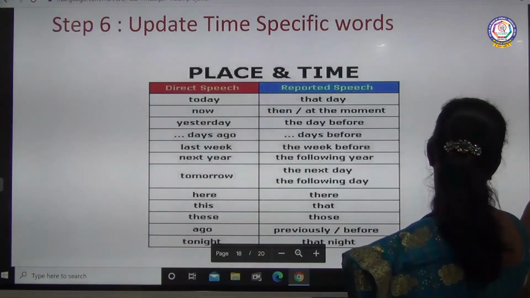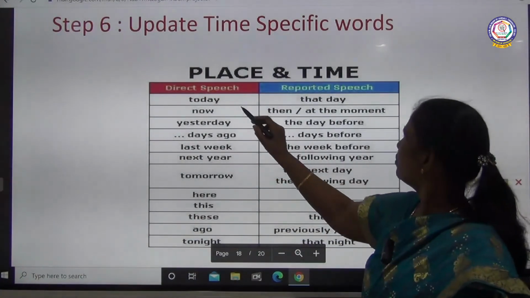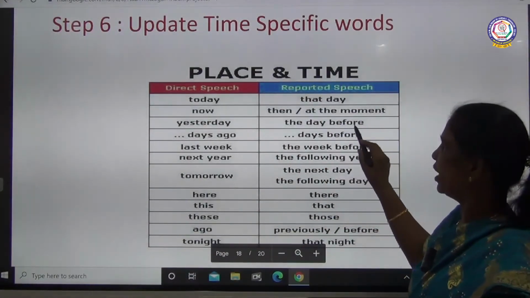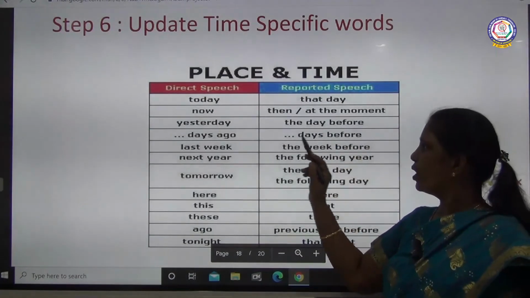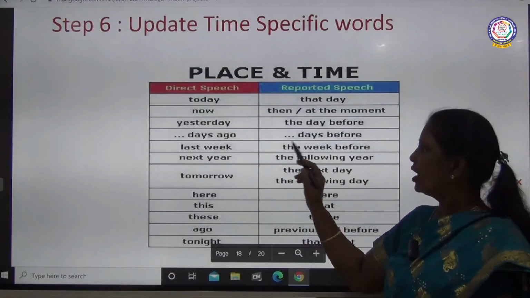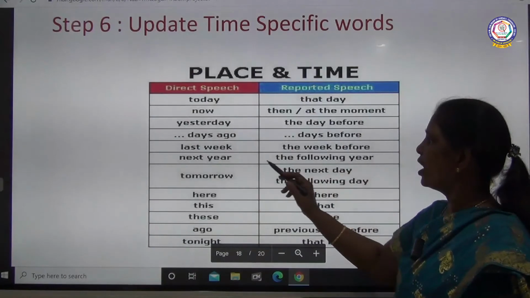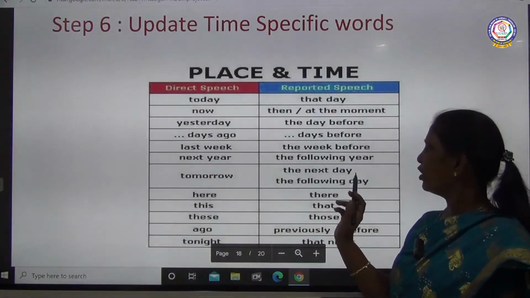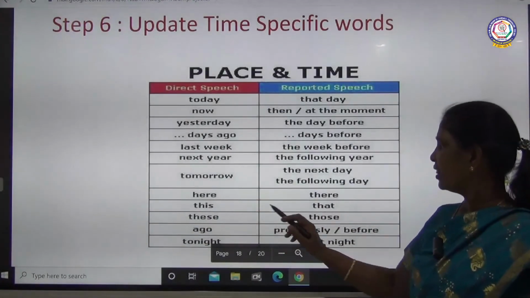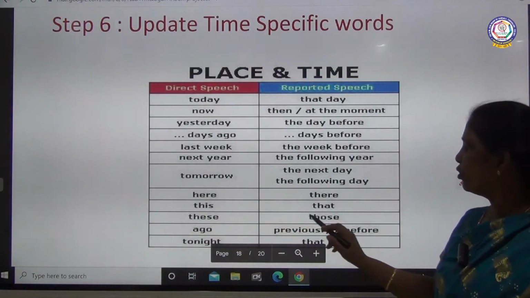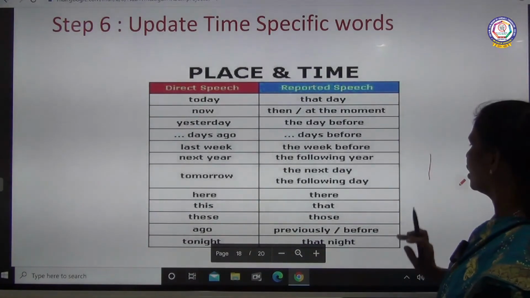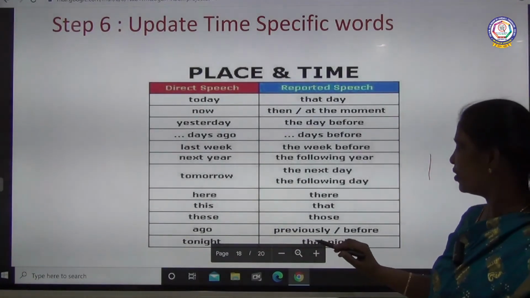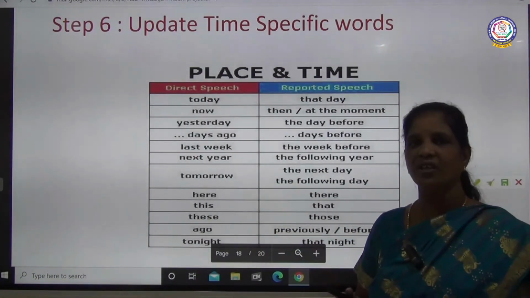So here today will be changing into that day. Now will change into then or at that moment. Yesterday, the day before. Days ago, days before. Last week, the week before. Next year, the following year. Tomorrow, the next day, the following day. Here, there; this, that; these, those. Ago, previously or before. Tonight will change into that night. So here it is very clear, children, you understood.